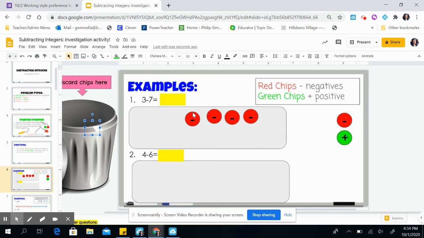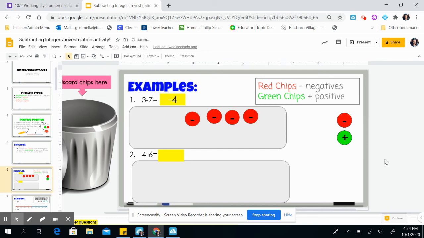What do I have left on my mat? Do I have negative chips or positive chips? How many are there? You should have said there are negative 4 chips, or 4 negatives. So the solution to this problem is negative 4.